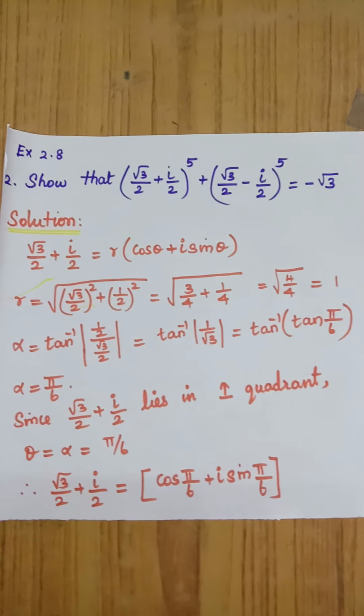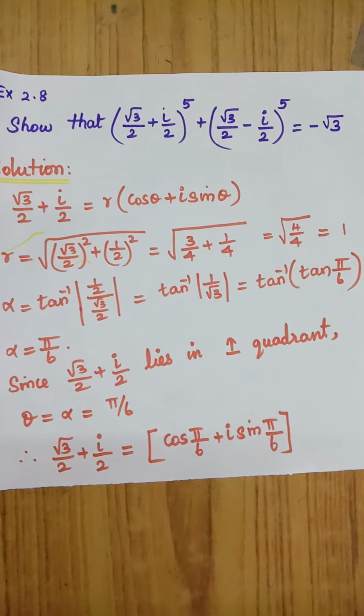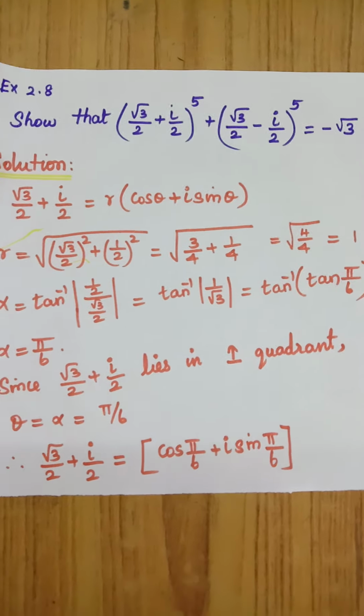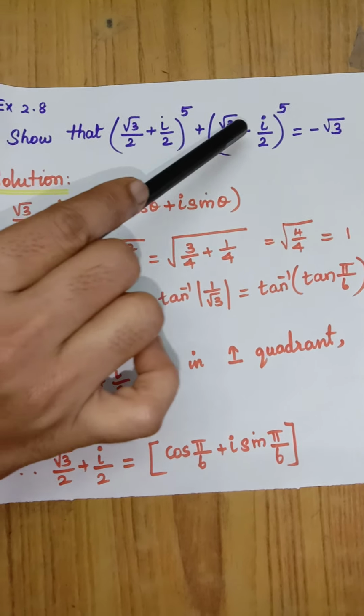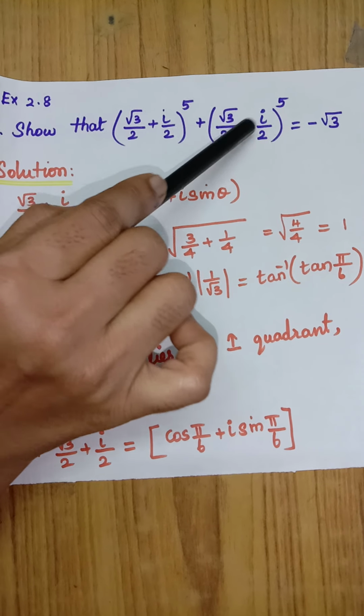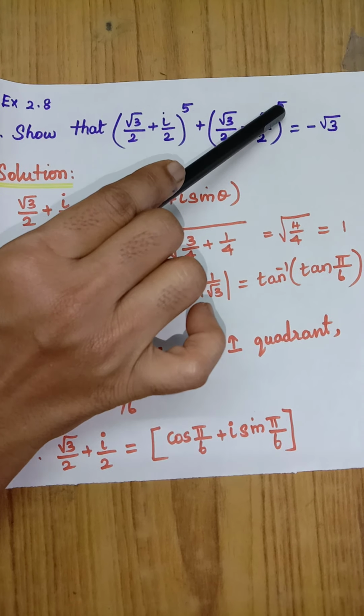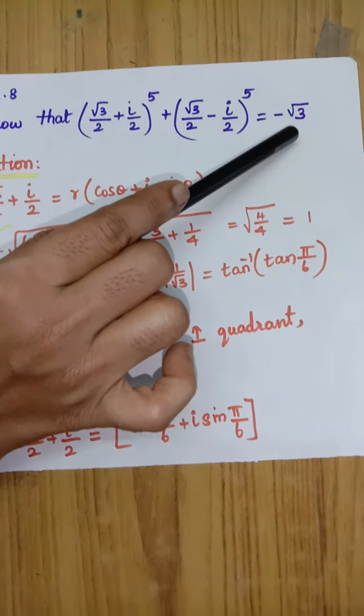Exercise 2.8, second problem. Show that (root 3 by 2 plus i by 2) the whole power 5 plus (root 3 by 2 minus i by 2) the whole power 5 is equal to minus root 3.